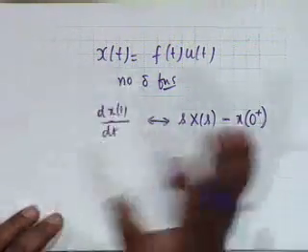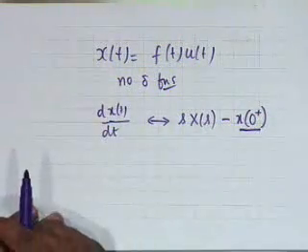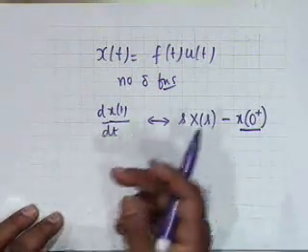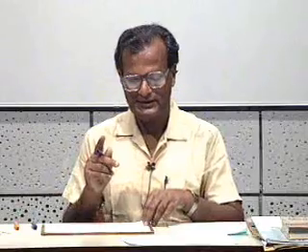The function is a right-sided function in the time domain, so its value immediately after t equal to 0 becomes important. We shall prove this in a little while from now, but I just wanted to mention that x prime of t does not always lead to s times x of s. It depends on the behavior of the function. If it is a right-sided signal, then x of 0 plus has to be included unless x of 0 plus is 0. If it is a left-sided signal, x of 0 minus has to be included. We will prove this in a little while from now.